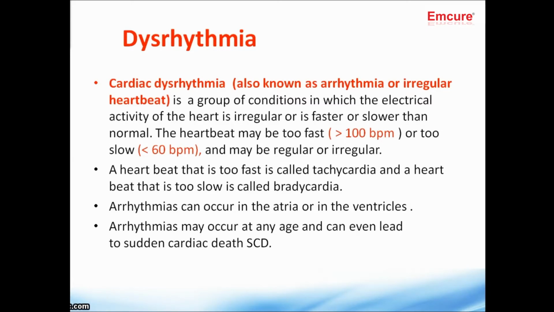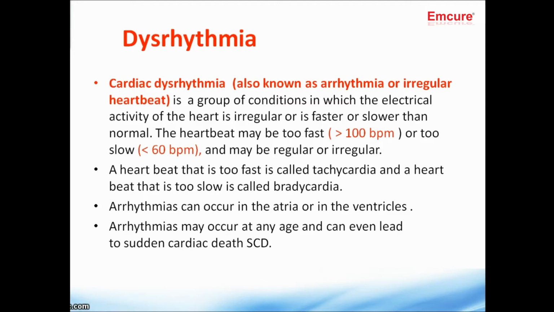Now the next disease which we are going to discuss is dysarrhythmia. Cardiac dysarrhythmia, also known as arrhythmia or irregular heartbeat, is a group of conditions in which the electrical activity of the heart is irregular or is faster or slower than the normal. The heartbeat may be too fast, that is more than 100 beats per minute, or too slow, that is less than 60 beats per minute. It may be regular or irregular. A heartbeat that is too fast is called tachycardia, and a heartbeat that is too slow is called bradycardia.